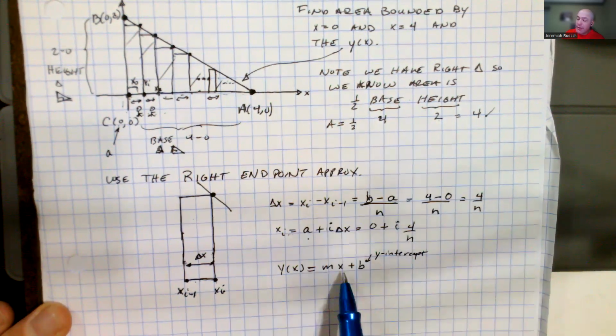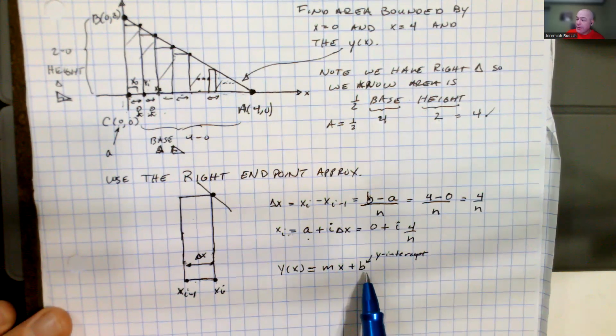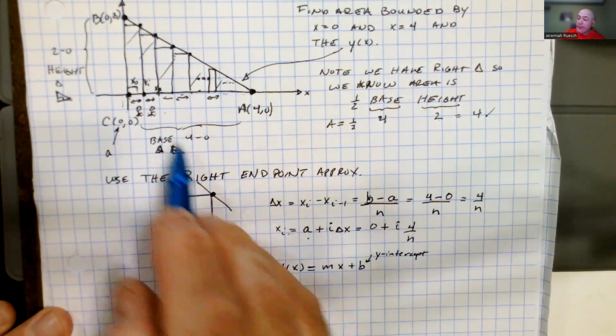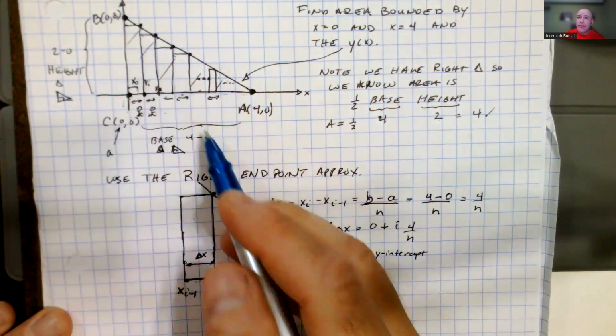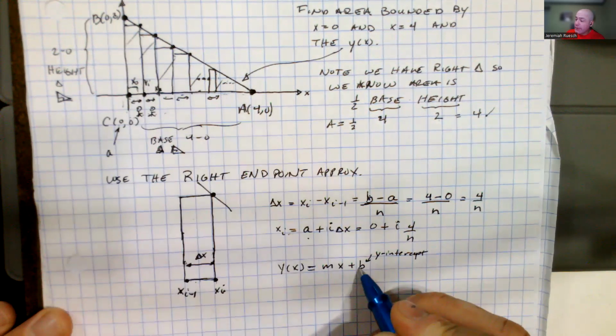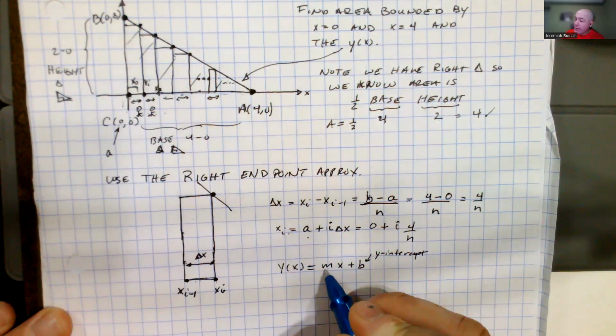This is the interval, so misuse of bad notation, I apologize. But this is y equals mx plus b. We know the y-intercept for us is 2, so our problem in that regard is really nice. We know that this is 2, and we just have to determine what the slope is.